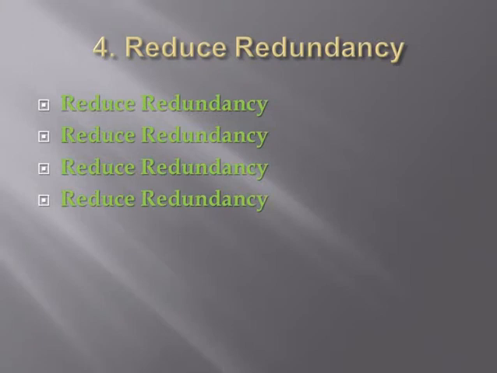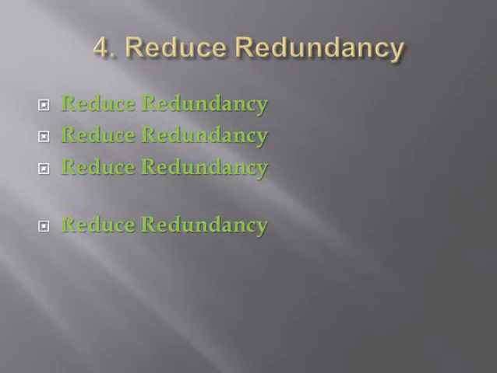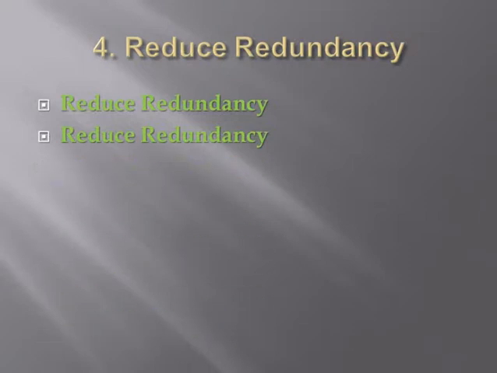Number 4, reduce redundancy. The introductory sentence of a narrative paragraph is often paraphrased unnecessarily in the very next sentence, as though the writer didn't trust the reader to get it the first time. Say it once and say it right the first time.